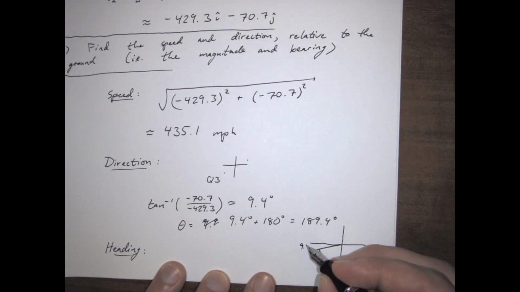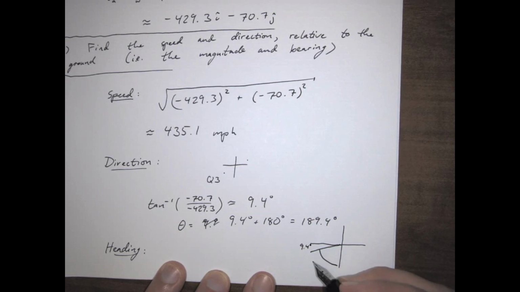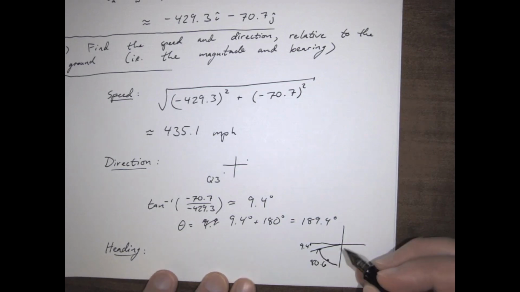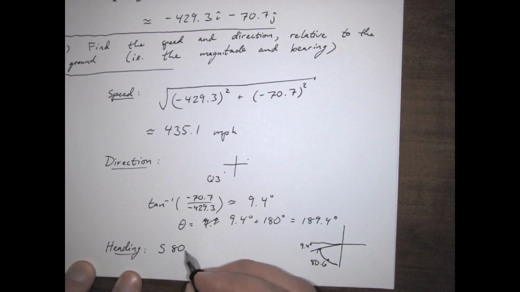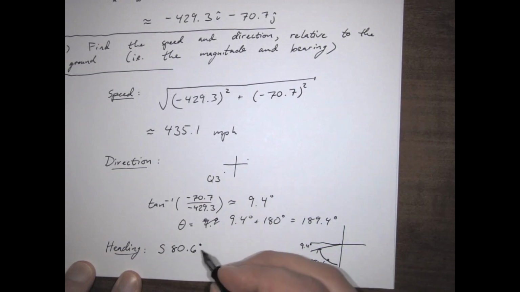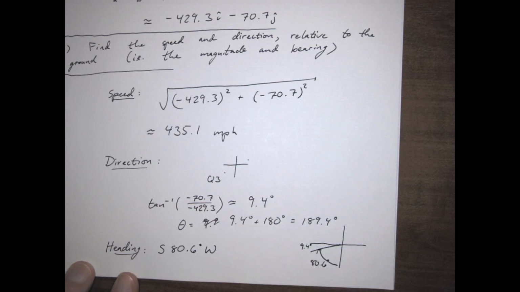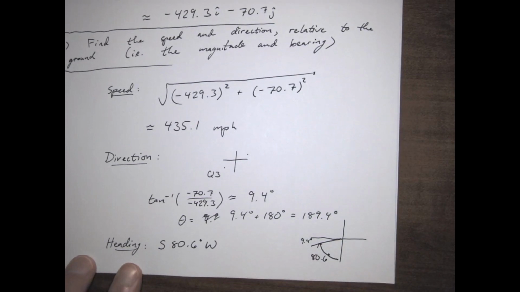If that's 9.4 degrees, then this would be 80.6 degrees. And the way this goes is, remember, it's south, 80.6 degrees, and then you say in which direction, and you say west. South, 80.6 degrees west is the way you say this. So remember, north or south, then how far off of north or south, and then in what direction.